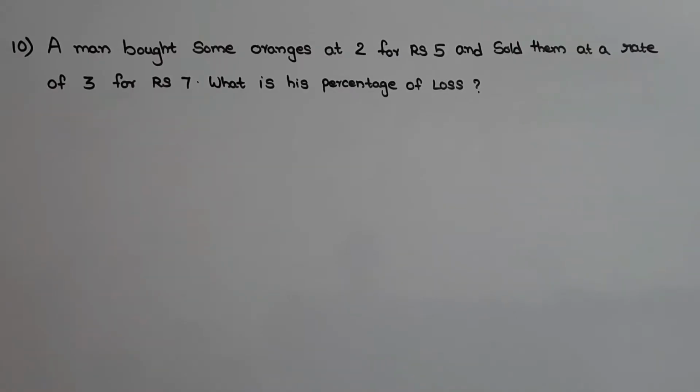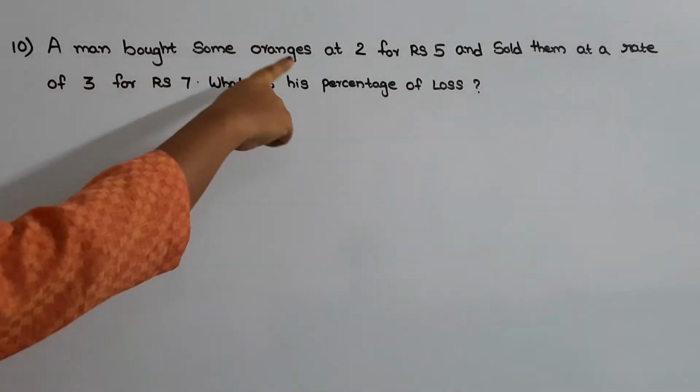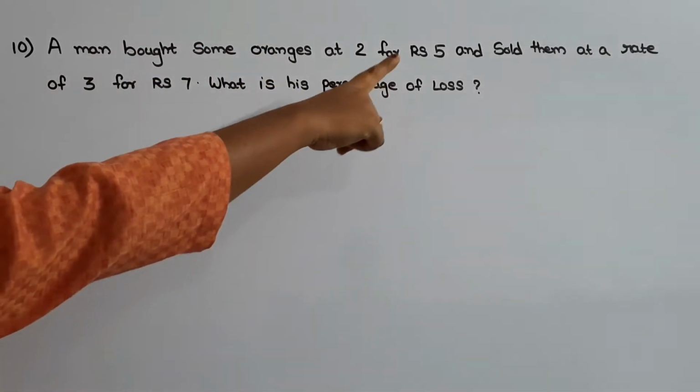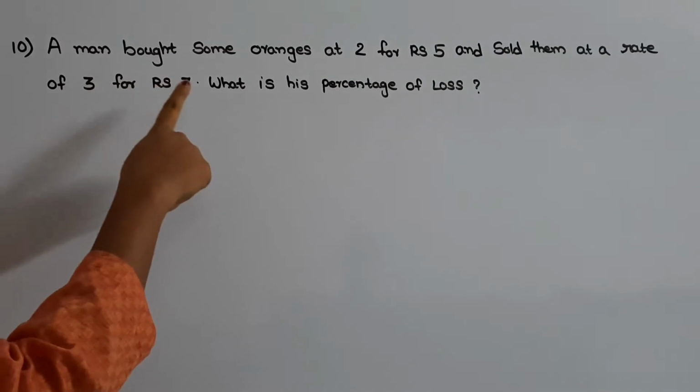The next question is, a man bought some oranges at 2 for rupees 5 and sold them at a rate of 3 for rupees 7.